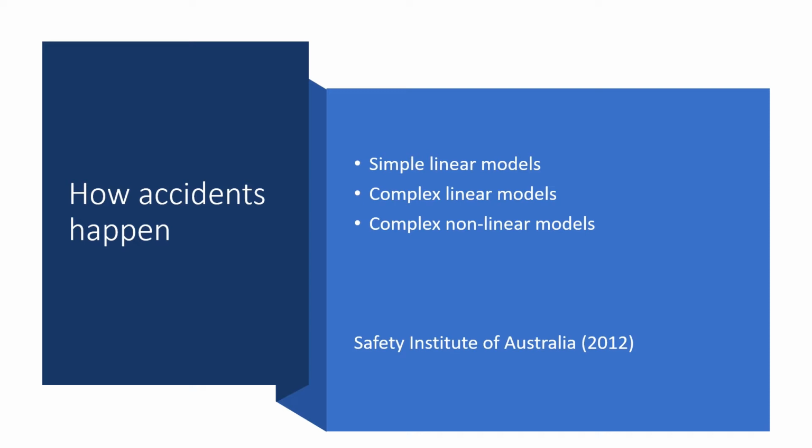Secondly, complex linear models are based on the assumption that accidents are a result of a combination of unsafe acts and the latent hazardous conditions within the system, which form a linear path. Again, it assumes a linear relationship sequence of events. However, they also assume that there are different linear sequences inside the system that interact together. And this makes them different from the simple linear models.